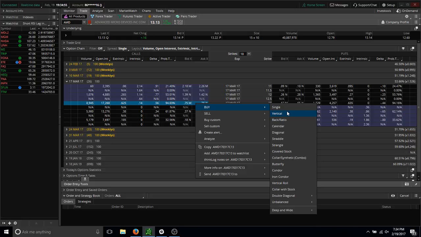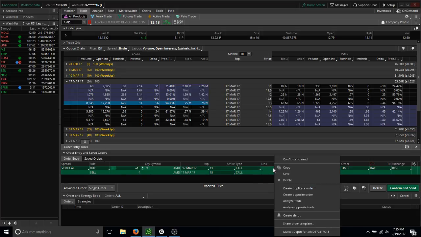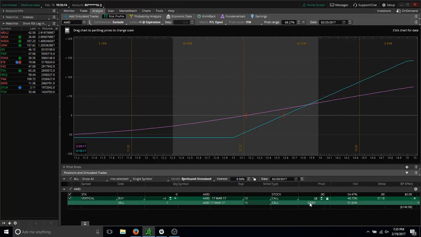So I chose vertical call by vertical. We'll just go down to one contract, and I did 13, 15. Then you're going to right click on either of these two and hit Analyze Trade. You guys will have to bear with me, I'm kind of familiarizing myself with this Analyze tab as well, but I'll share some of the basic stuff that I go through. So it's easy.